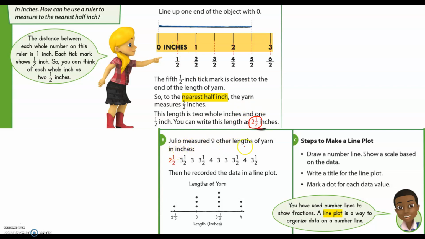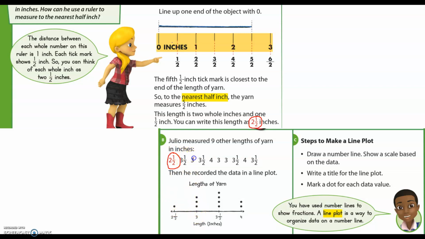Julio measured 9 other lengths of yarn in inches. Then he recorded the data in a line plot. So here's his line plot. For every piece of yarn and how long it was, he marked it on the line plot. So for 2½ inches, he had this one right here, so he put 1 dot.